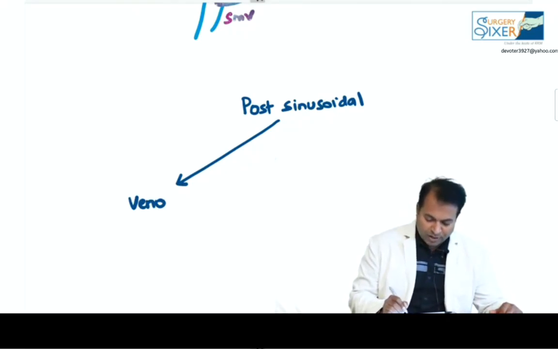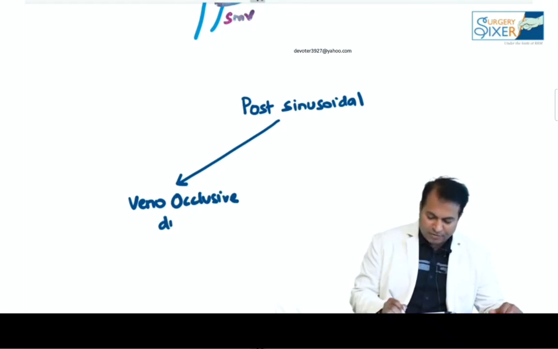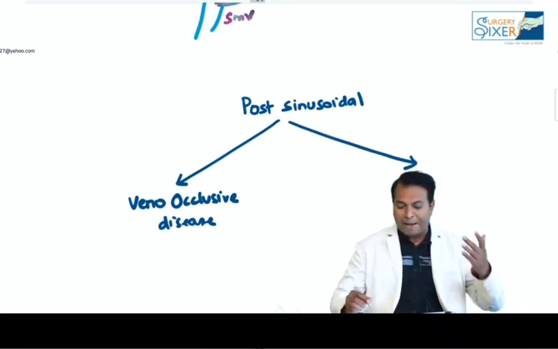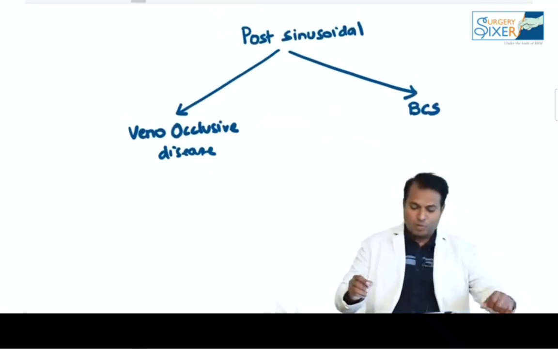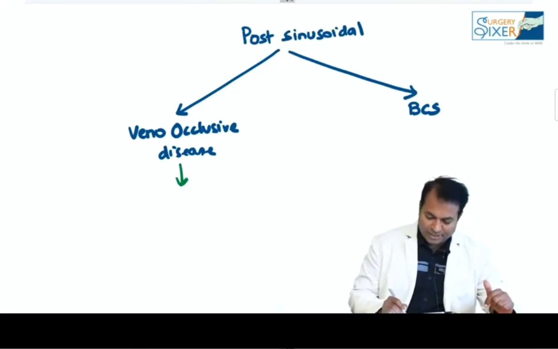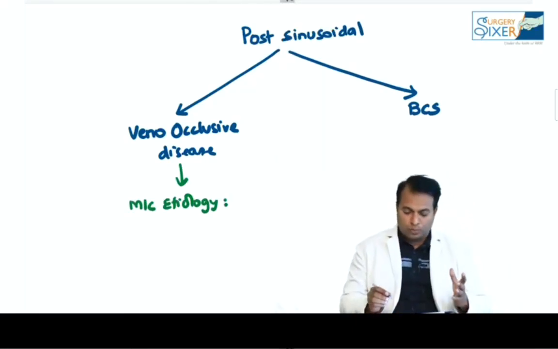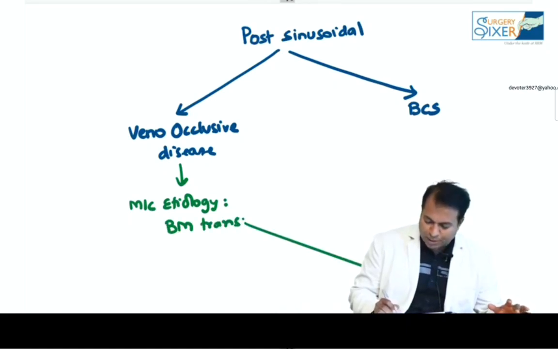Is known as veno-occlusive disease. And another one which is post-hepatic is Budd-Chiari syndrome. Let us first finish veno-occlusive disease, though not important, we just need to know the etiology. The most common etiology for veno-occlusive disease is usually following a bone marrow transplant.